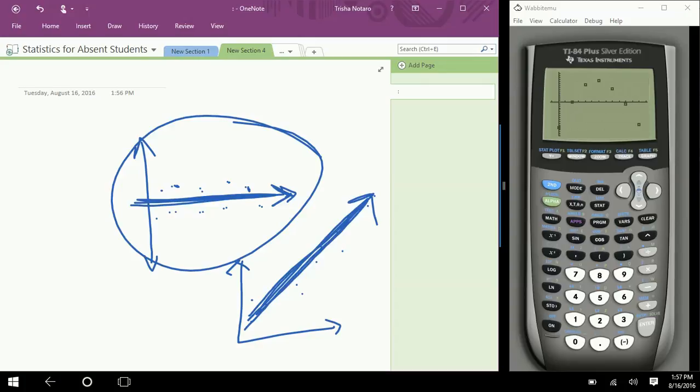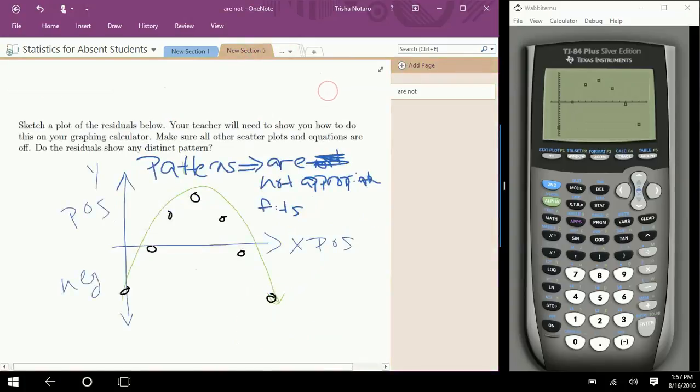Okay, so in this question, going back to number 5, it asks, do the residuals show any distinct pattern? Yes, it does. So no, it is not a good fit.